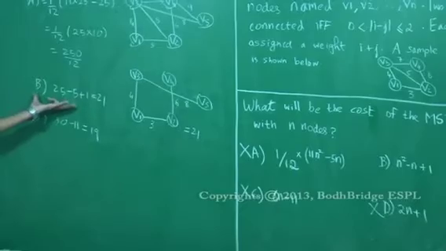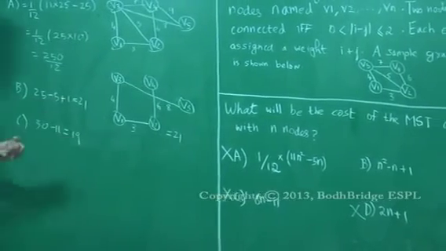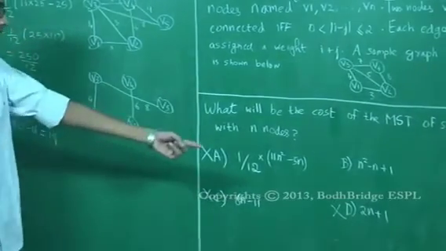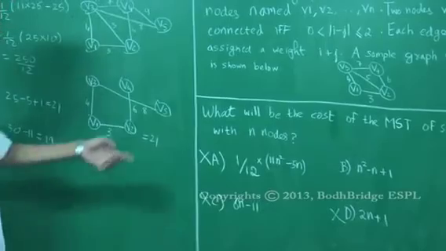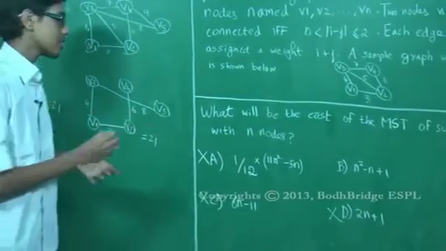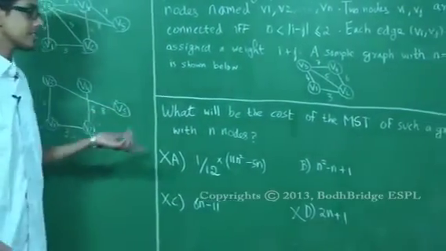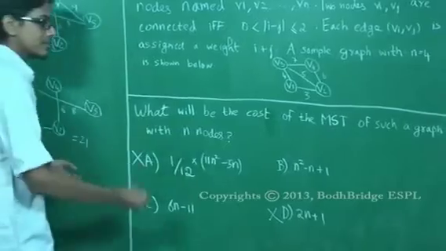So we see that option B is the only one that satisfies for n equal to 3, 4 and 5. We see that D, C and A fail for various n's. So option B is the right answer. So the cost of the minimum spanning tree of such a graph with n nodes is n squared minus n plus 1.